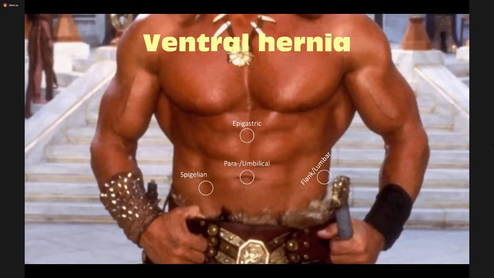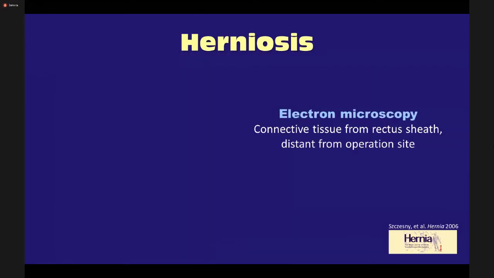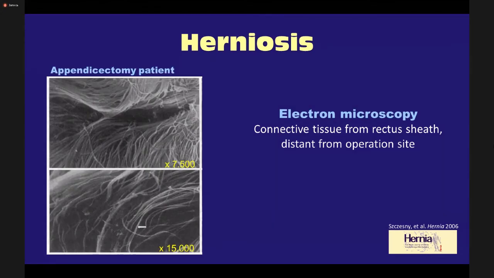These are the most common sites for ventral hernias. But may I ask, how come a big guy like this who trains so hard does not develop hernias? It's obviously not due to how strong you use your body. It's something else. So this is biology, and I would like to show these microscopic pictures of connective tissue.